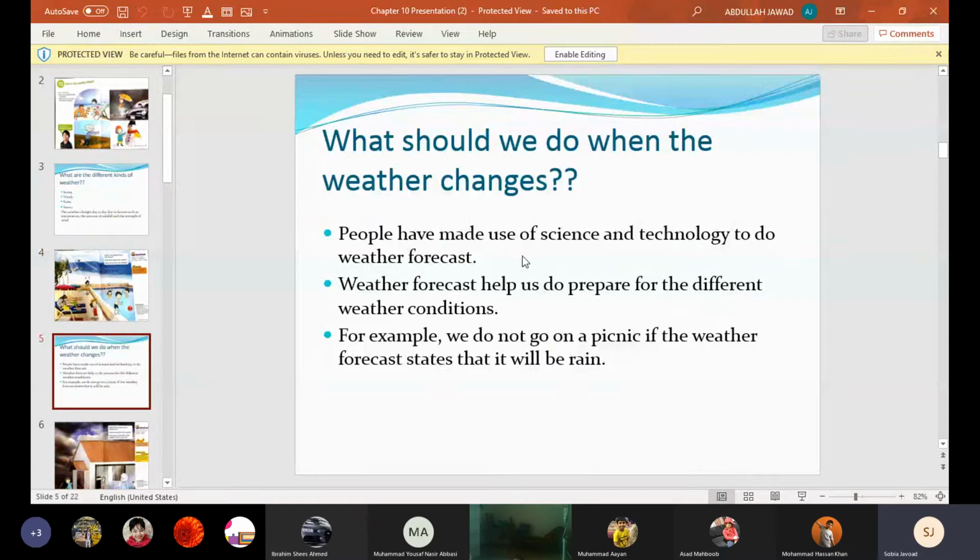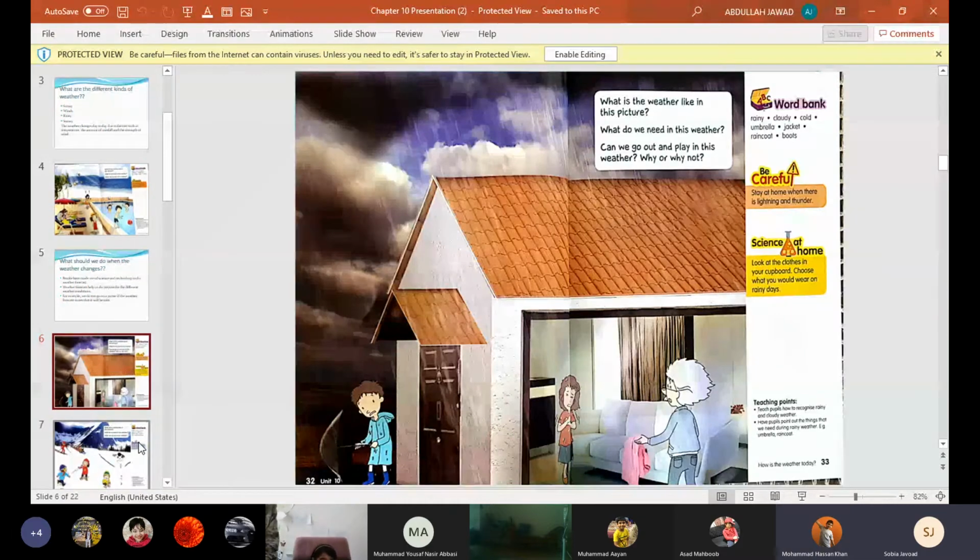People have made use of science and technology for weather forecasts. Weather forecasts help us to prepare for the different weather conditions. For example, we do not go on a picnic if the weather forecast says it will rain. So when you are going for a picnic, you have to check the weather forecast on your mobile or the internet, which will help you if you want to travel somewhere, to know how the weather could be over there. Either you have to go out or you have to stay at home.